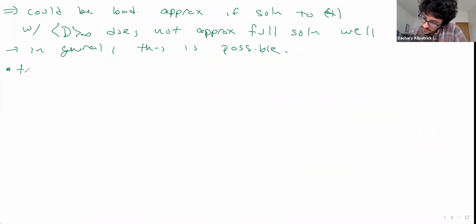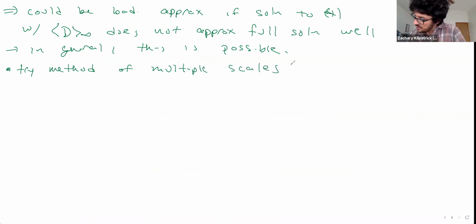So as an alternative, you can try the method of multiple scales, okay? And you say, well, didn't we already go through all this? But we're going to get some different features of method of multiple scales when we use it on a homogenization type problem. In particular, we have to go all the way up to order epsilon squared in order to see the resultant equation that we get by applying this approach. We can't just stop at order epsilon in this case, okay?